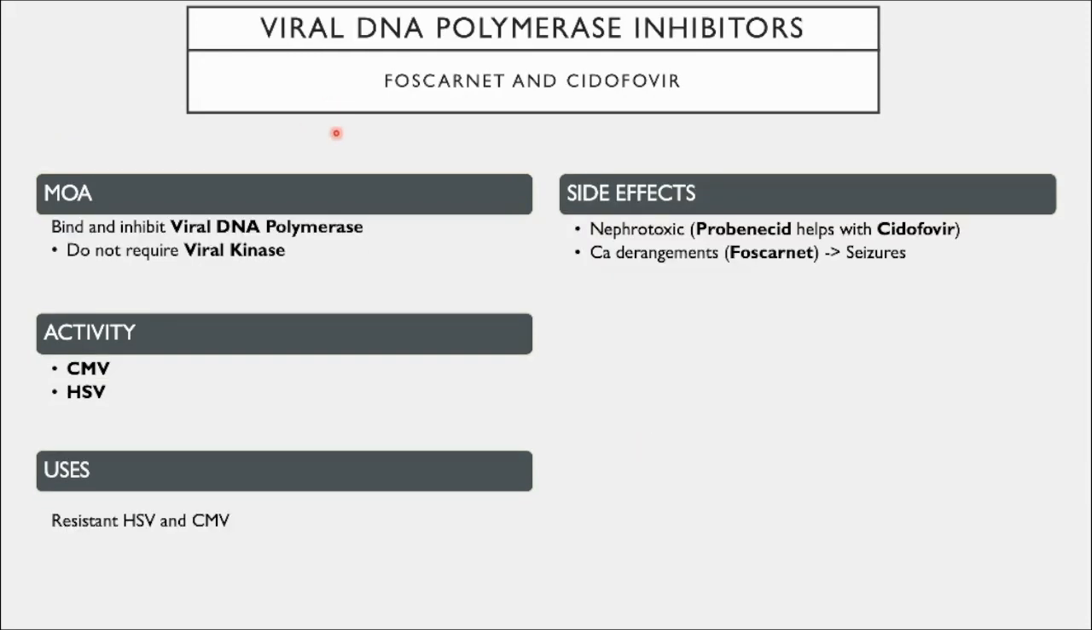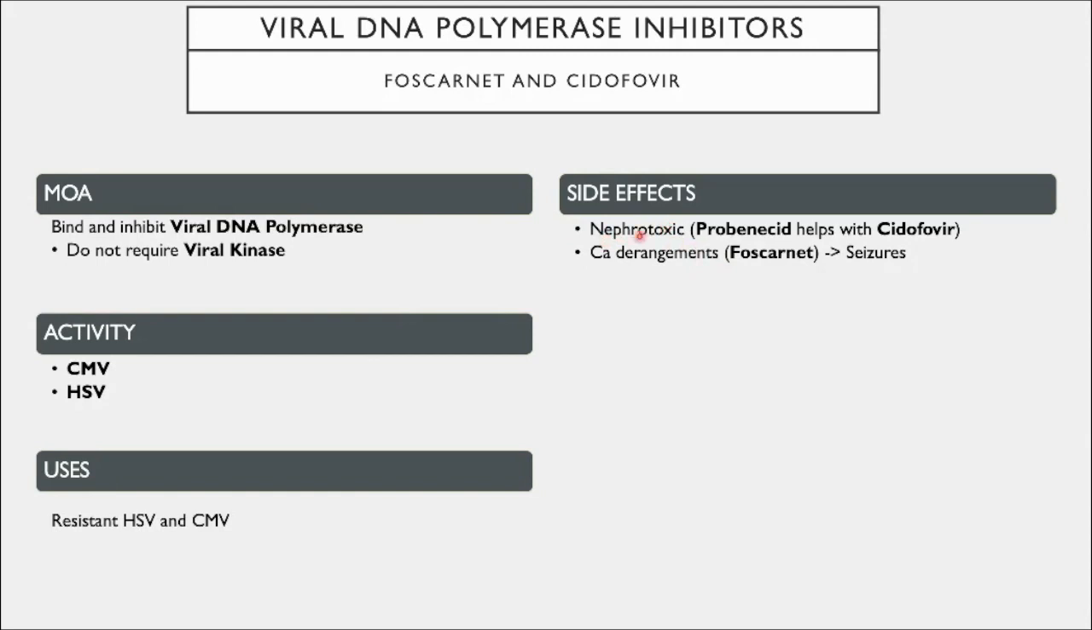Viral DNA polymerase inhibitors, this is things like foscarnet and cidofovir. So unlike the previous drugs, these actually bind the viral DNA polymerase itself and allosterically inhibit it, whereas the acyclovir and ganciclovir will terminate the chain. These just straight up turn off the DNA polymerase. So these are used in resistant HSV and CMV. They have quite a few side effects.